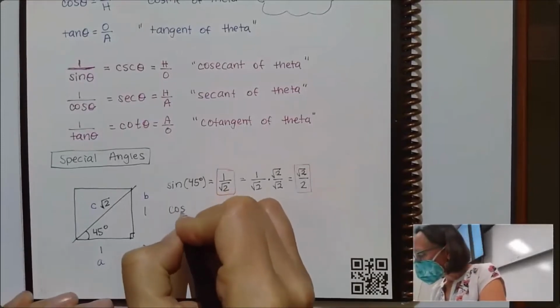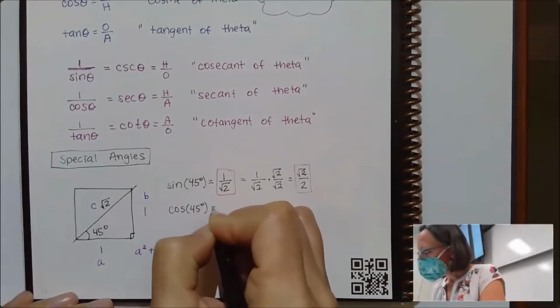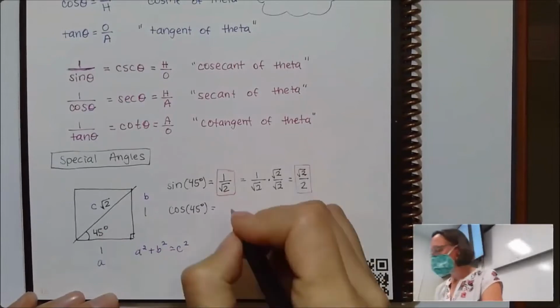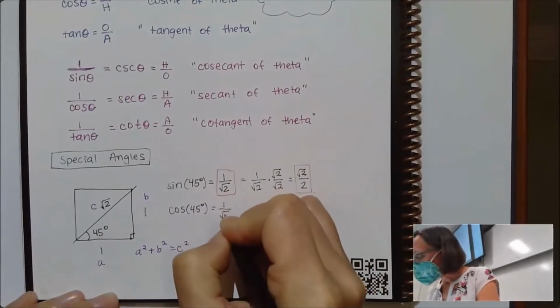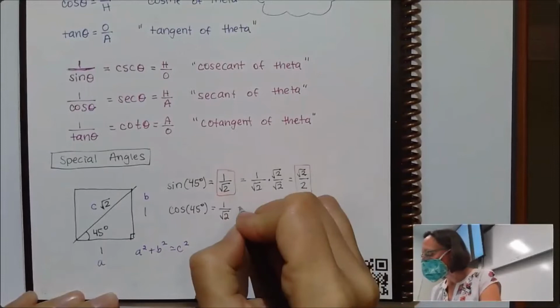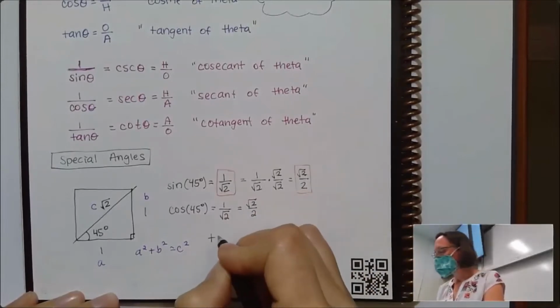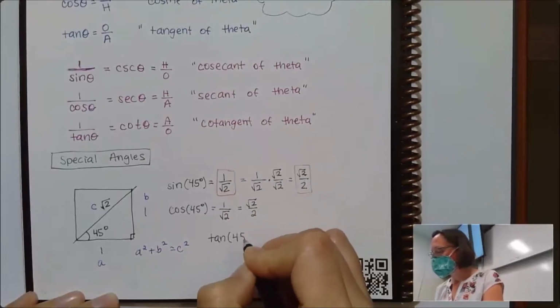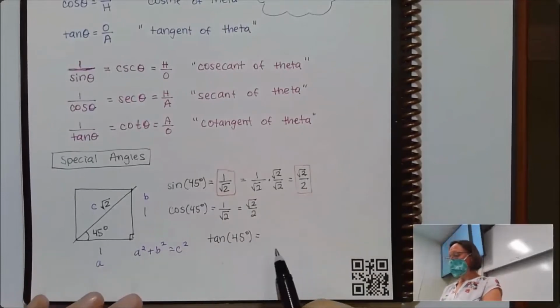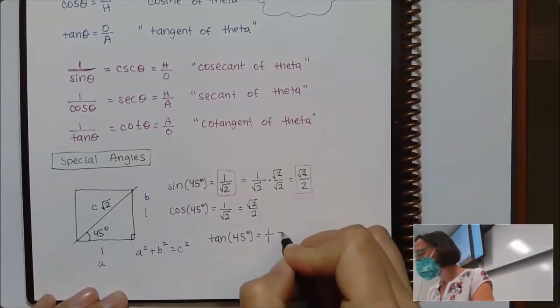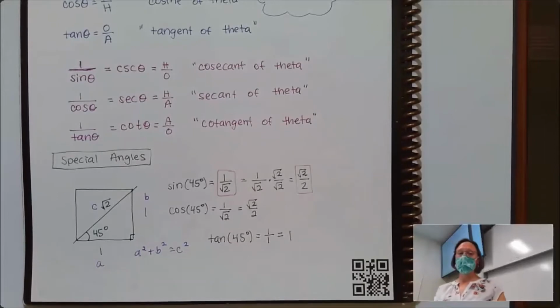If I went to find cosine of 45 degrees, same deal. I'm looking at this time the adjacent side over the hypotenuse. So 1 over the square root of 2, or you could rearrange that to say square root of 2 over 2. If I think about tangent of 45 degrees, I'm going to get the opposite over the adjacent, or 1 over 1, which we just think of as a 1.